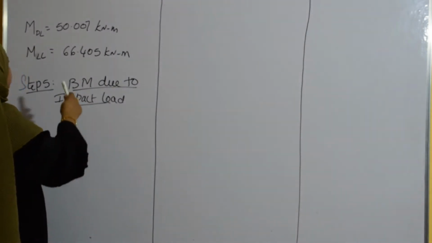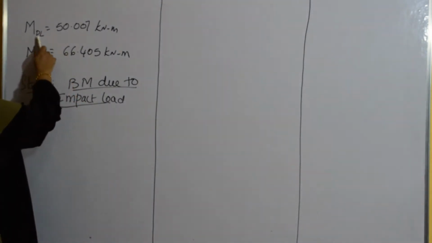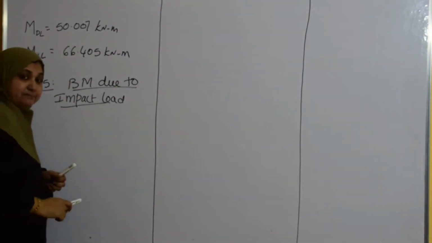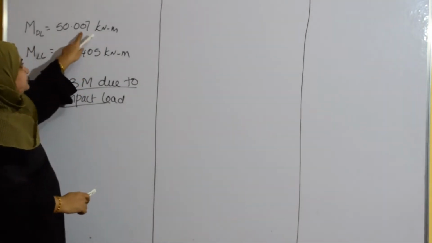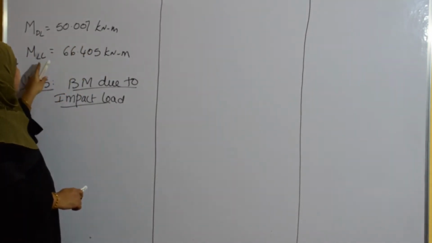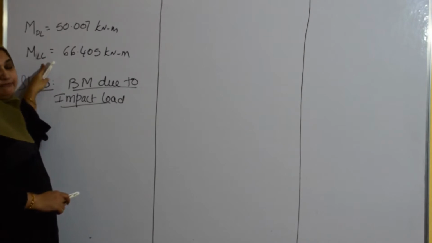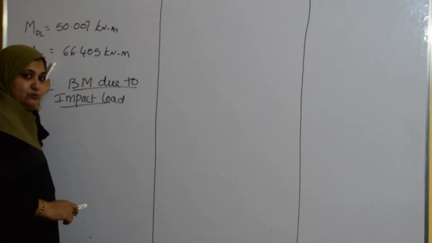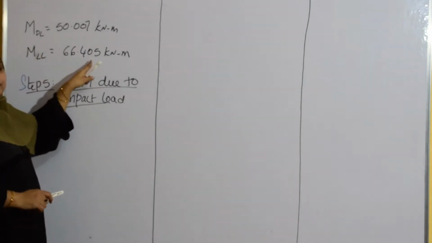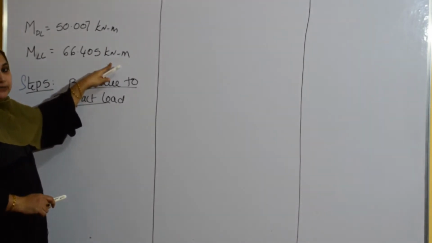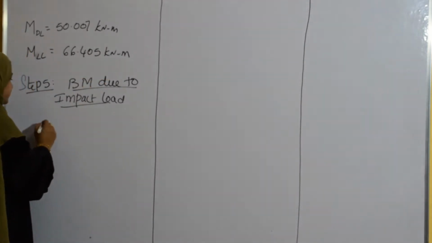To recall, I have written here the dead load bending moment, which I calculated in part 1, is 50.007 kilonewton meter, and the wheel load, you can represent it as wheel load or simply the live load, is 66.405 kilonewton meter. Now we are first finding the impact factor.